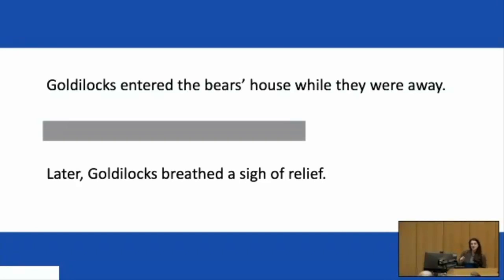But if I asked you a specific factual question, such as, what did she eat? You wouldn't be able to answer porridge. So overall, this illustrates the complex interplay between all these factors and mind wandering and comprehension.